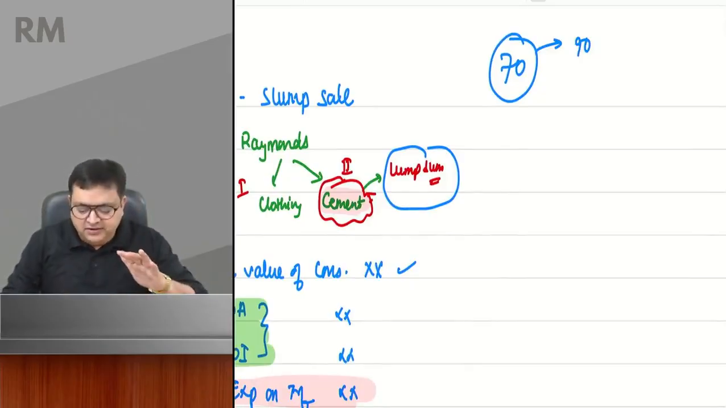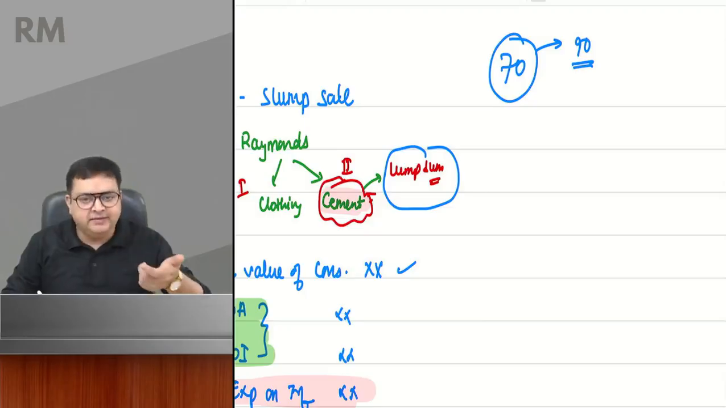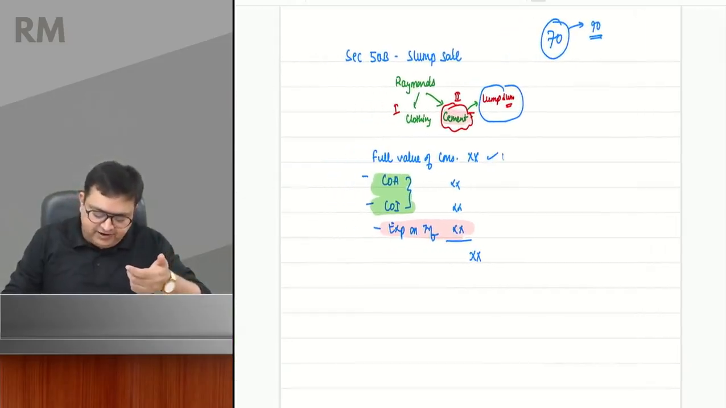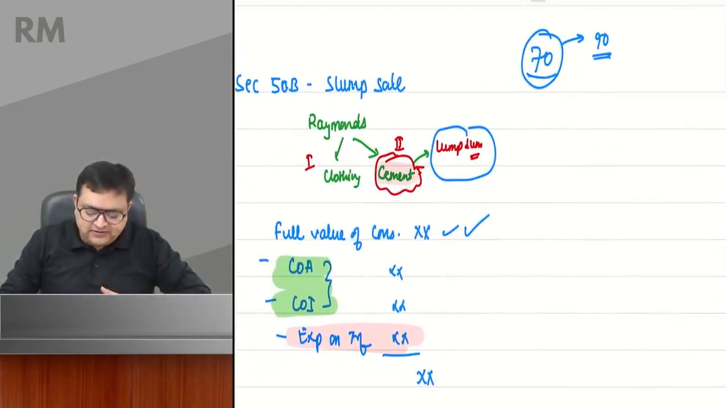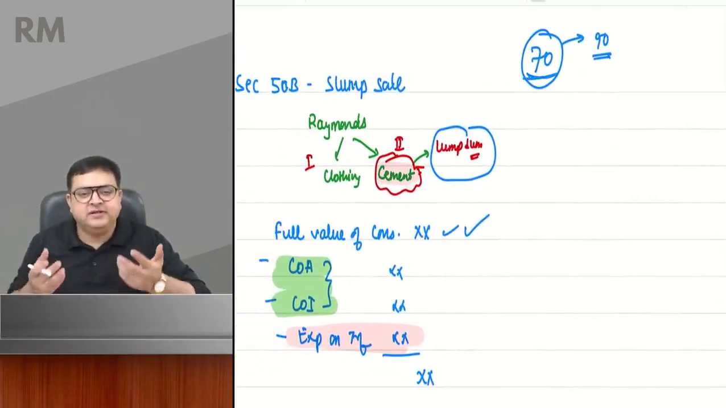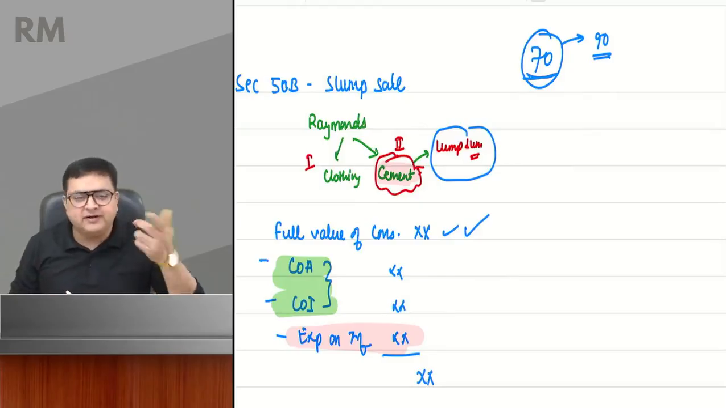Now 90 rupees is my selling price, the full value of consideration. And the cost is the net worth of the assets. The worth of these assets was 70, so I made a profit of 20 rupees. That is the capital gain. If there is an expense on transfer of 1 rupee, then 90 is my selling price, 70 is my worth, and 1 rupee is my expenses, so I made 19 rupees. This is how we should calculate it.